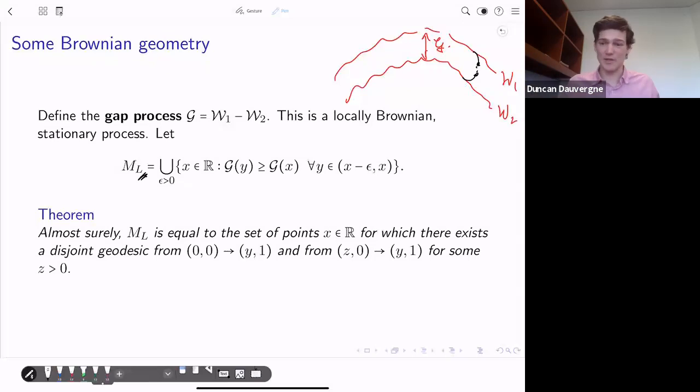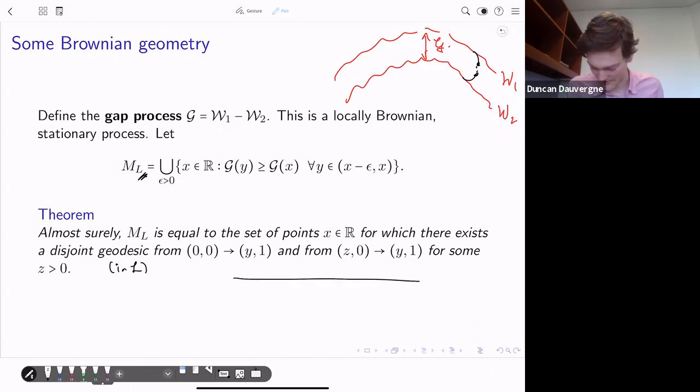This is because everything is local, because this gap process G is actually a locally Brownian object. This is sort of a Hausdorff dimension 1/2 set, for example. So what you can show is that almost surely this set ML is equal to the set of points for which there exists a disjoint geodesic in L from 0, 0 to y1 and from z0 to y1 for some z greater than 0.